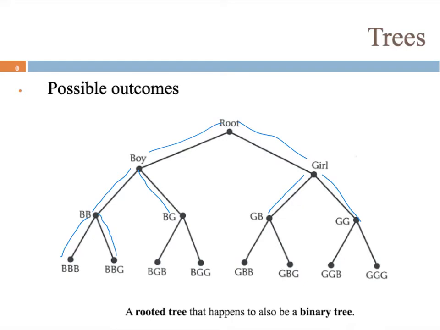Going over here, let's say they had a girl first time and then a boy second time. Well, they could have a boy the third time, making girl boy boy, or a girl the third time. So a girl, then a boy, then a girl. So just an illustration of all the possible outcomes in any binary kind of situation.